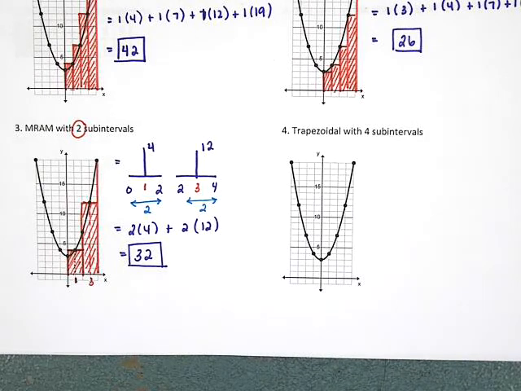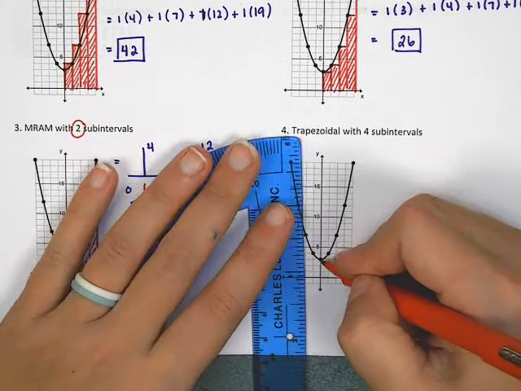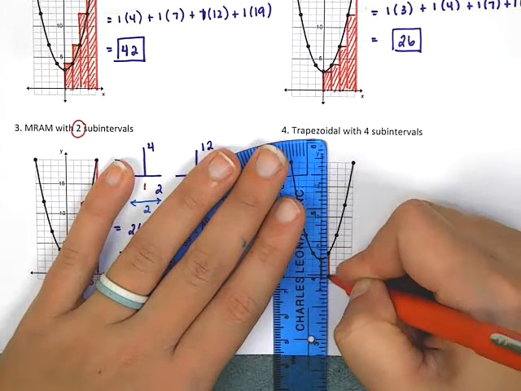Last but not least, we're going to look at a trapezoidal approximation. So 4 subintervals, which means I'm going to divide it up right along the integers.